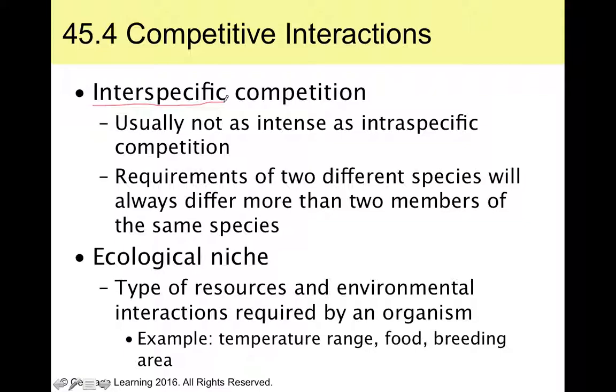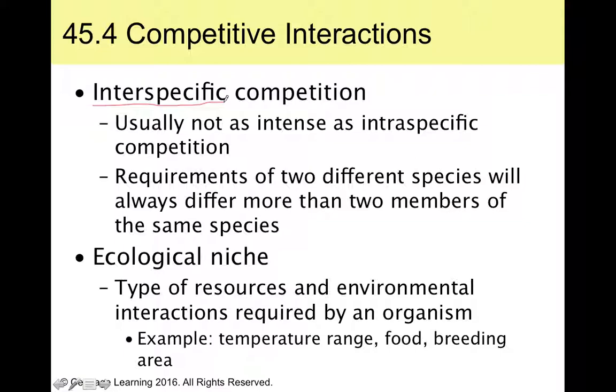Lions and hyenas, for example, their niches aren't the same, but they are very, very similar. And so they have a lot of interspecific competition between lions and hyenas. They want to live in similar places, drink in similar places, hunt the same food sources, and so they compete relatively frequently. The requirements of two different species will always differ more than two members of the same species. So it's going to change with what each species requires, but when they overlap, they can compete.